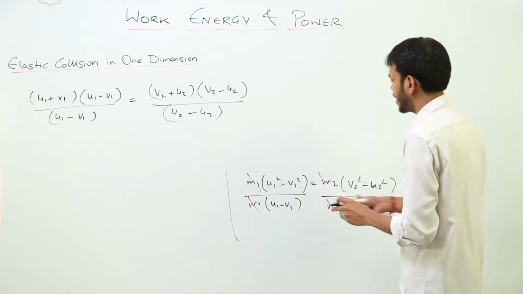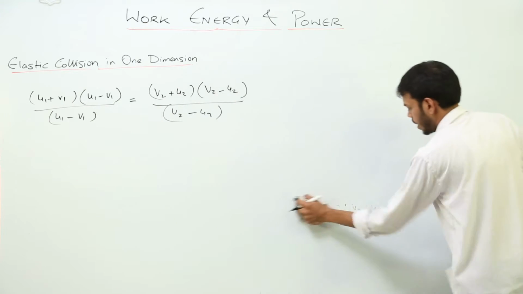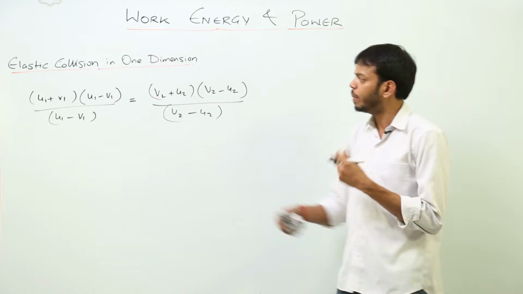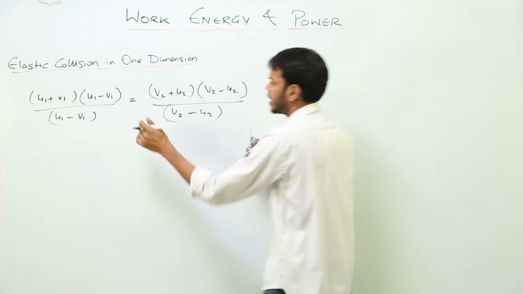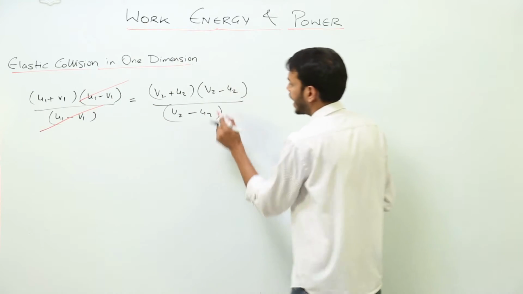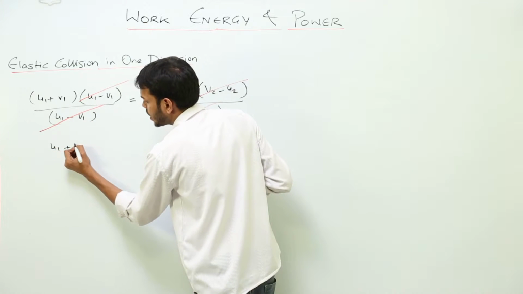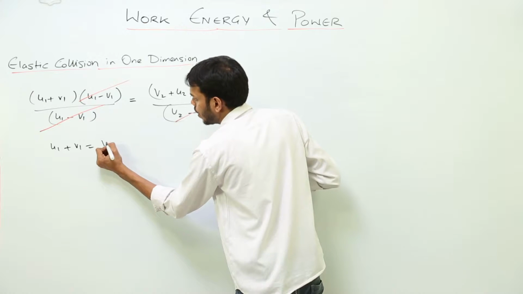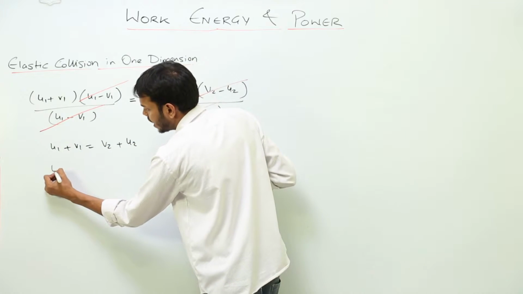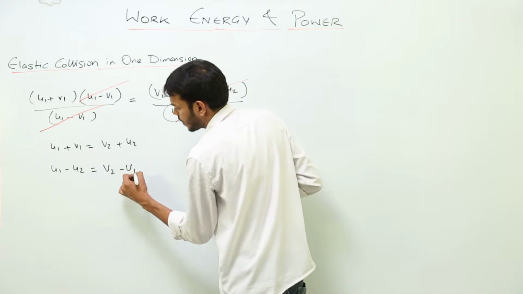This is the final step. From here, I actually needed equation 1 which was written here, so I'll go back and write it down. But first, from these two equations, what do we get? We can cancel out these two terms and these two terms. So we get u1 plus v1 is equal to v2 plus u2, or if I take u2 to that side, u1 minus u2 is equal to v2 minus v1.